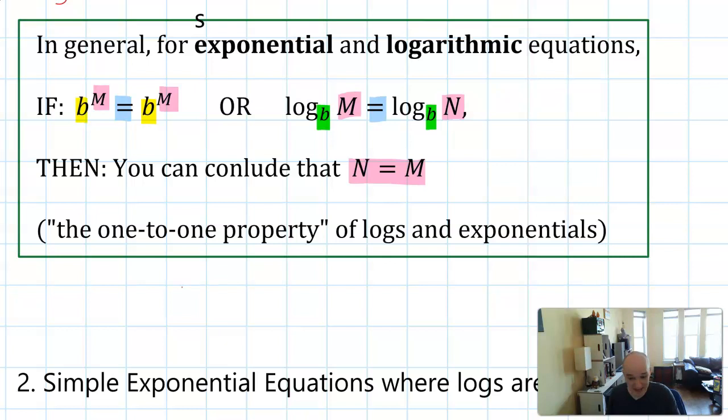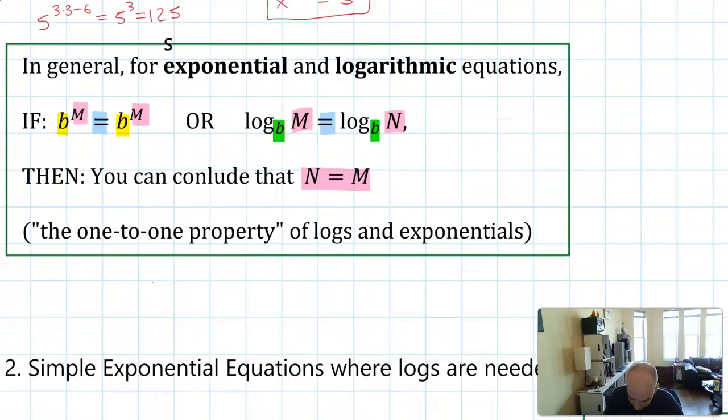This property does have a name. It's called the one-to-one property of logs and exponential functions. And it is only a property that you can use on logs and exponential functions. It's not true in general.